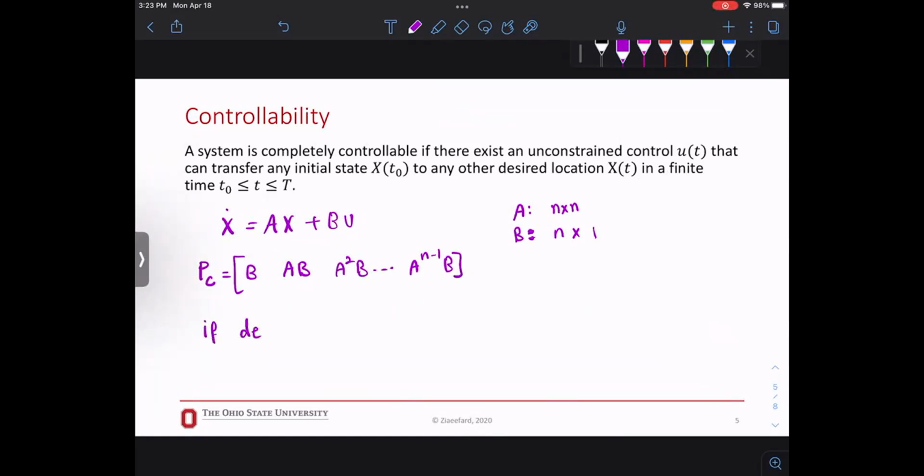If the determinant of your PC is not 0, then the system is controllable. You will also hear about the rank of the system. It has to be n, so the system is full rank. In MATLAB, you can find the rank of that matrix. But when you are checking it yourself, you can find the determinant and see if it is non-zero.